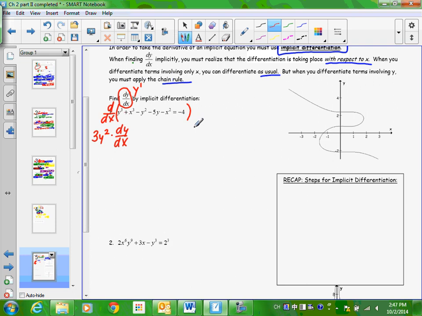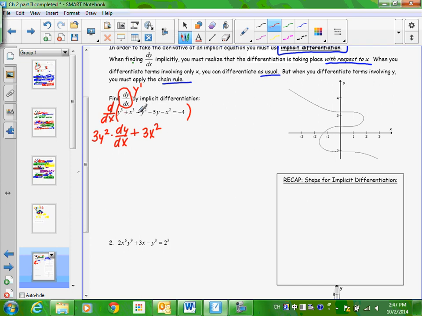So let me keep going, and I want you to see when I do this and when I don't. x cubed is just an x term, so the derivative of that would just be 3x squared. And I would not write dy over dx next to it. You're only going to write dy over dx next to terms that you've differentiated that involved y.